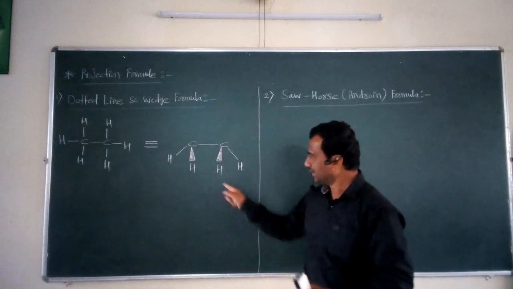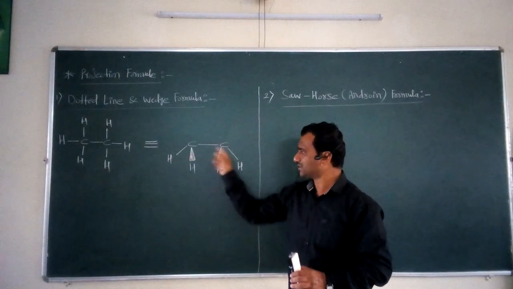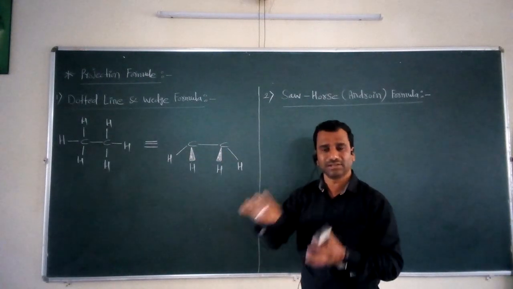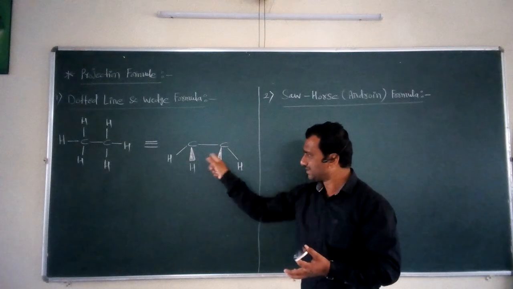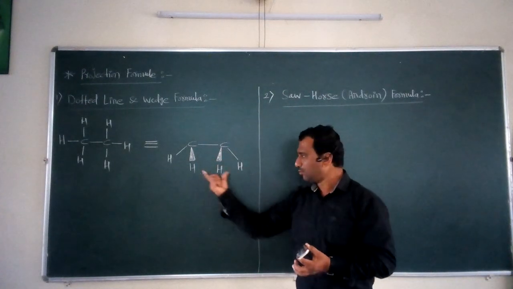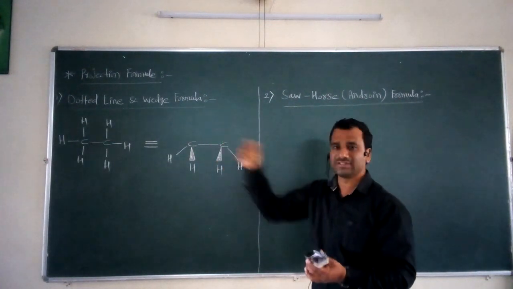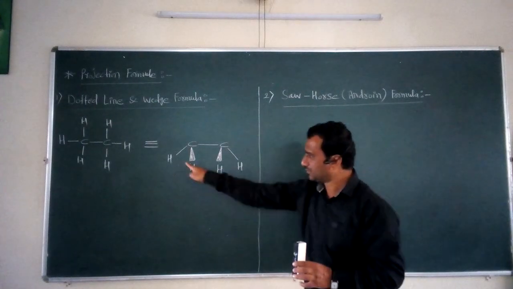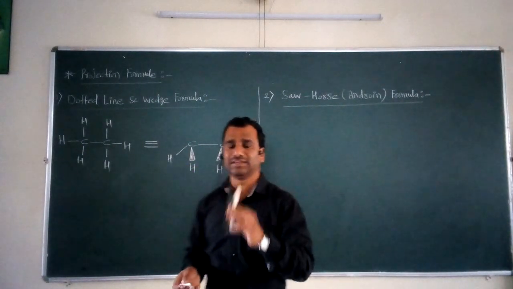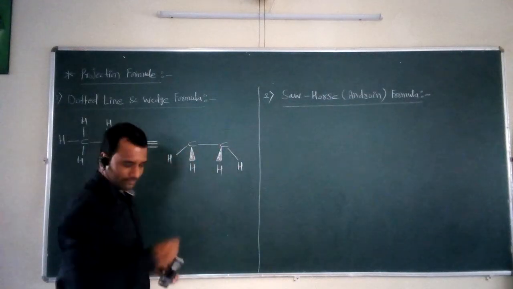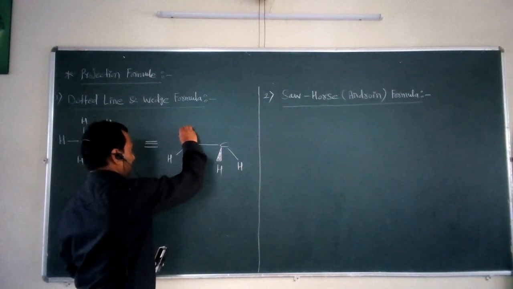So, we can say that this regular line indicates that these two hydrogens are present within the same plane in which these two carbon atoms are present, while these two wedge lines indicate that these two hydrogens are present above the plane of this particular carbon single bond carbon. Now, these 4 hydrogens are already allocated, and the remaining 2 hydrogens are indicated by our regular dotted line.